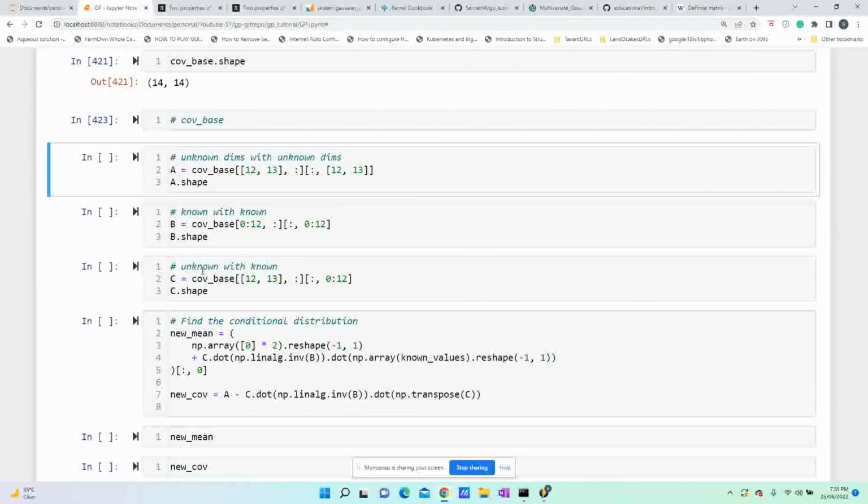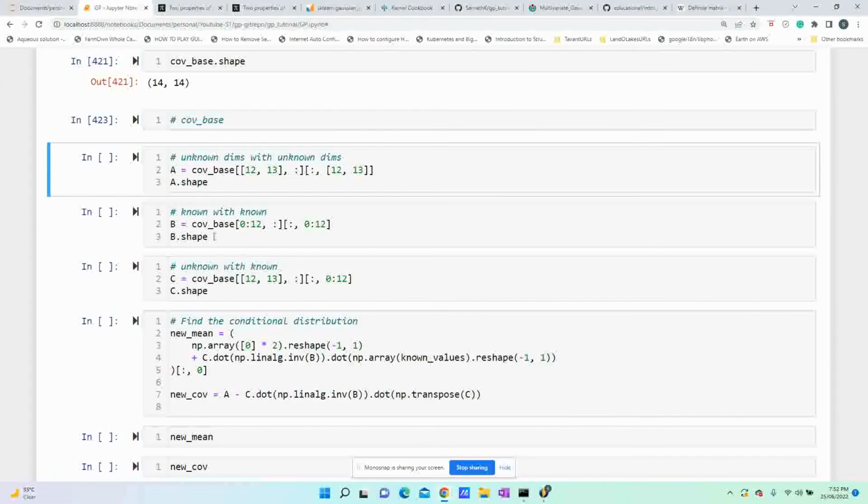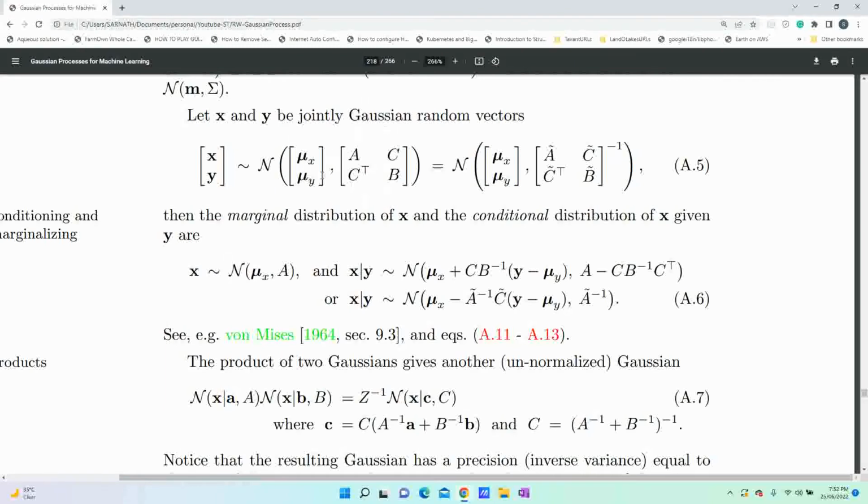Now I figure out A, B, and C. What are A, B, and C? It comes from this formula, but in this case they have given X, given Y. But what we are seeking is Y, which is at the bottommost part of the matrix, P of Y given X. So accordingly, it has to change. But the ABC comes from this formula.